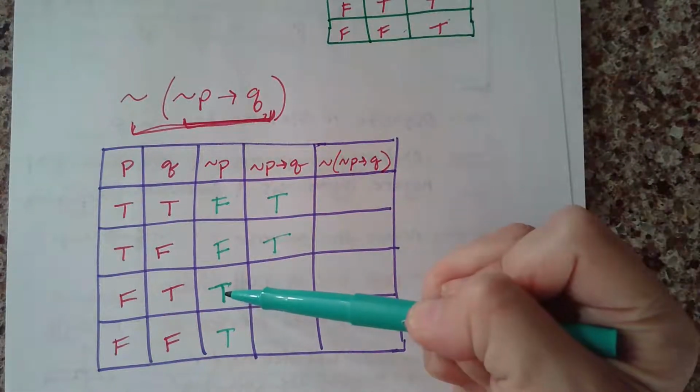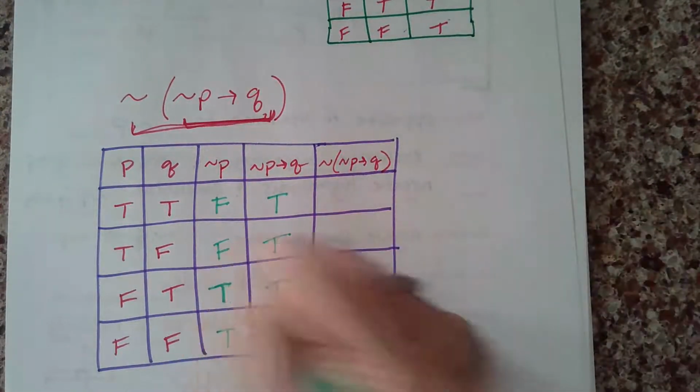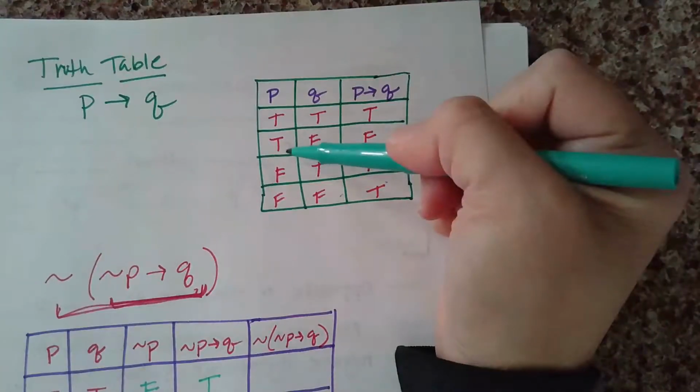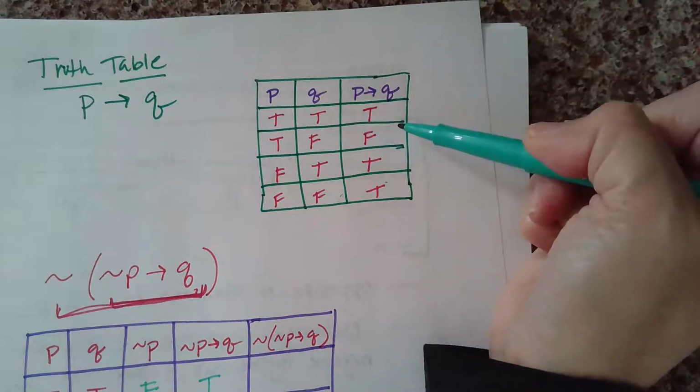Okay, what happens when I get a true with a true? We know that's true. And then a true with a false. So if you look back up at your table, a true, then a false is going to equate to a false.